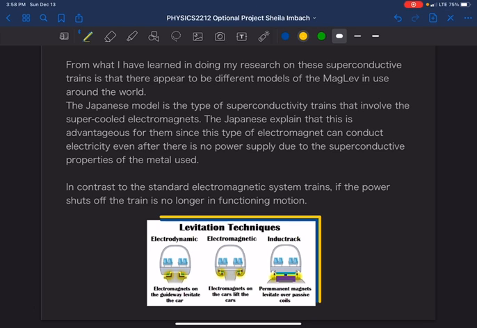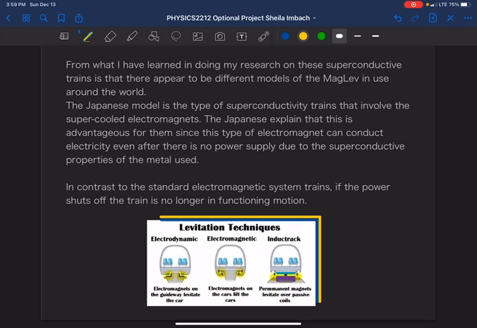What I found interesting was that these superconductive trains have different models being developed around the world. And what caught my attention was the Japanese model. The reason why I like the Japanese model is because this type of superconductivity is the one that involves the supercooled electromagnets, which was similar to the demo that you showed us in class. The Japanese explained that this is advantageous for them since this type of electromagnet can conduct electricity even after there is no power supply due to the superconductive properties of the metal used.